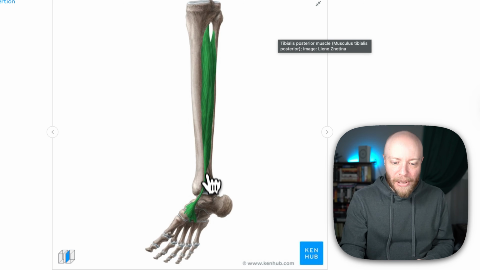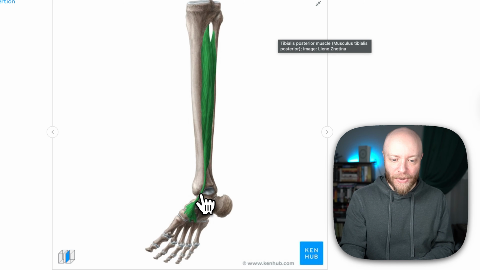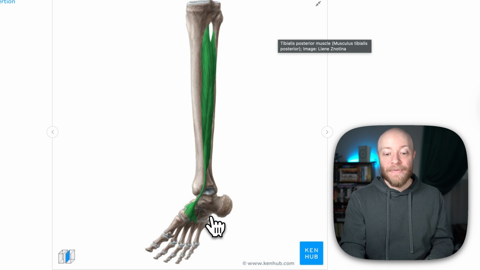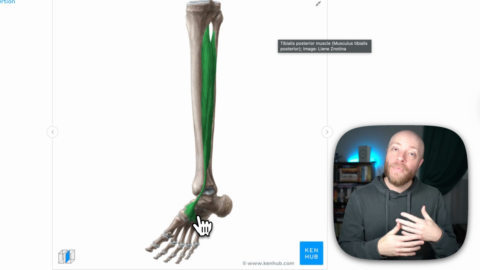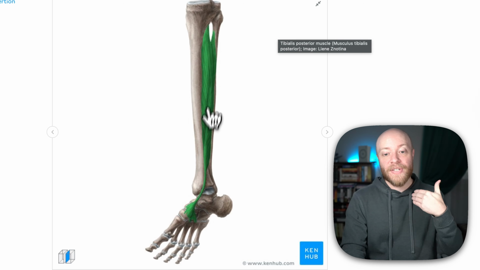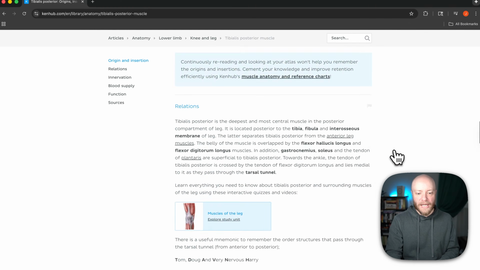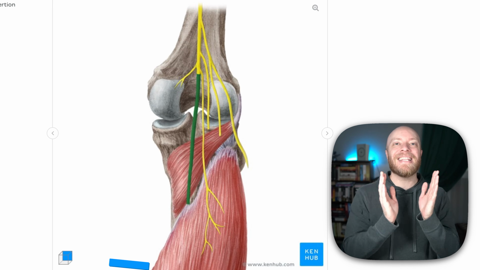So we have plantar flexion because it is going behind, or posterior to, that medial malleolus. We have inversion because it's lifting the big toe and driving the pinky toe down. And then we're also going to see that it supports that medial longitudinal arch. Now we can scan down here and we can see that this is going to be innervated by the tibial nerve.